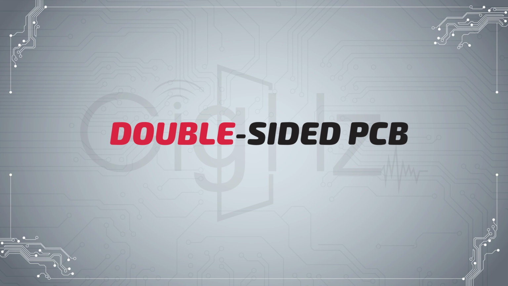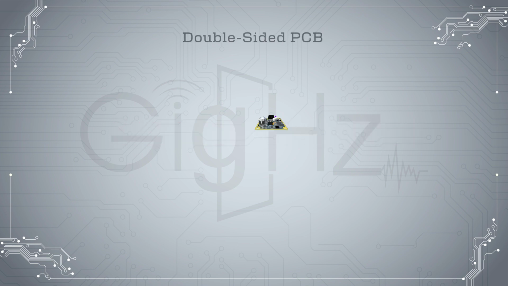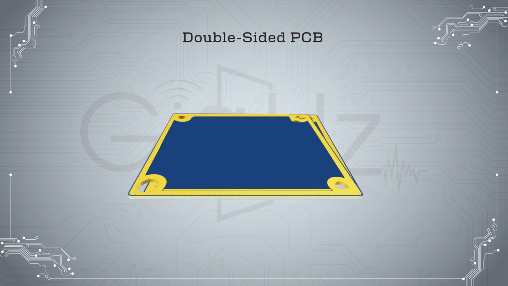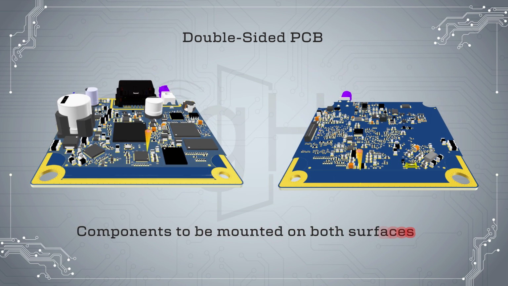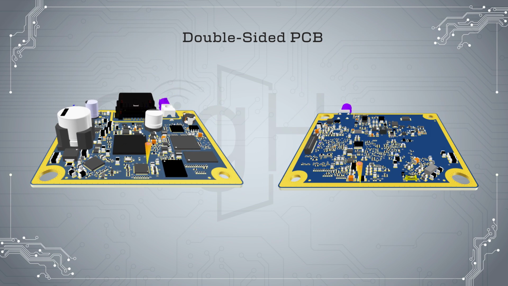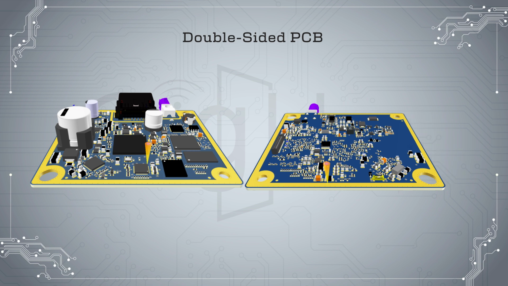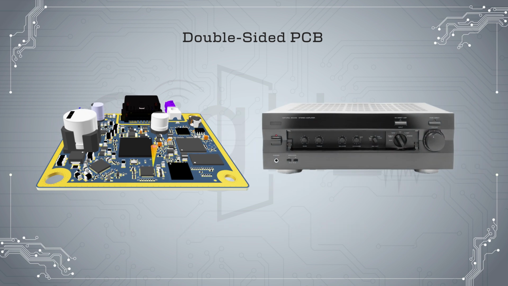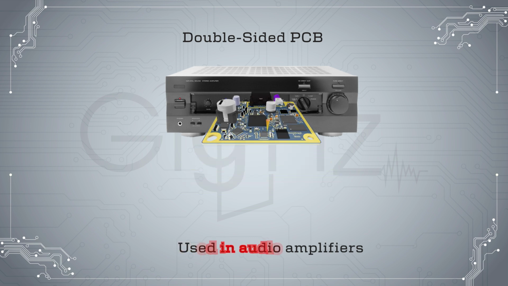Double-sided PCB. Double-sided PCBs have copper traces on both sides, allowing components to be mounted on both surfaces. This design supports higher component density compared to single-sided PCBs and is commonly used in audio amplifiers.